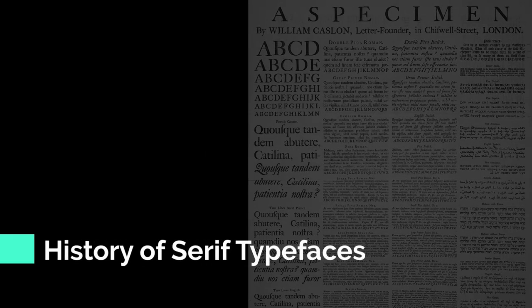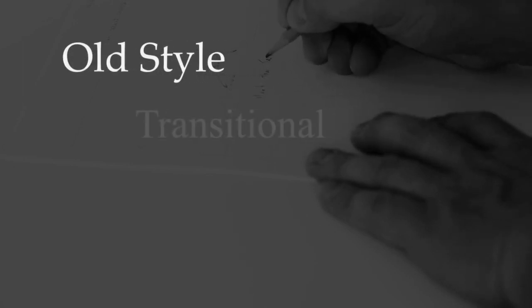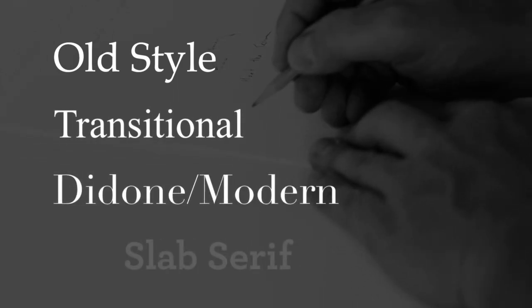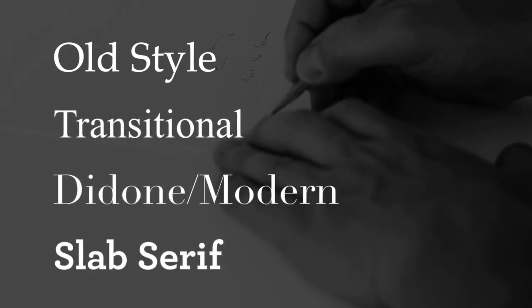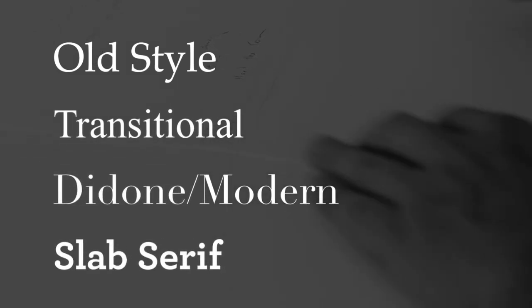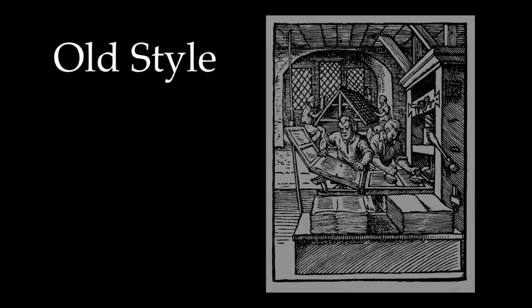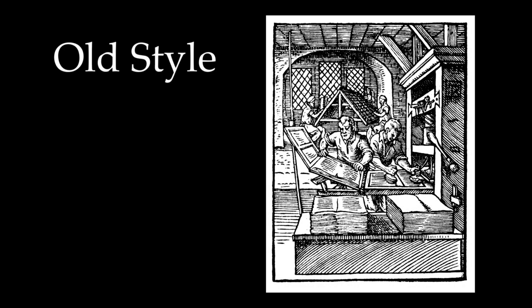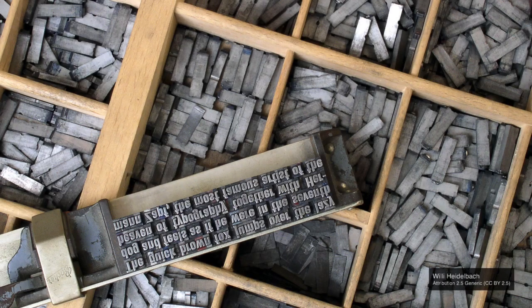To better understand this, we need to go back way in time to the first uses of serif fonts as we know them today. There are 4 main categories of serif fonts: old style, transitional, Didone, and slab serifs. These are listed in order of when they were first used in history. Old style was used a long time ago when publishing was really just getting started.